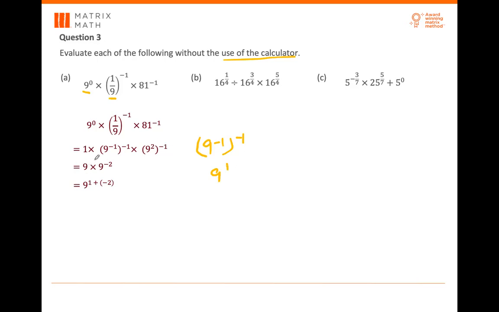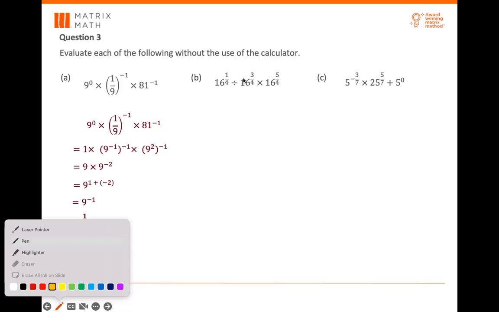Then 2 times minus 1 will give you 9 to the power of minus 2. So when you multiply, the powers add. So it will be 1 plus negative 2. So you will get 9 to the power of negative 1. So this question didn't ask you to leave your answer in a positive index notation. But of course, you could always leave it in a positive index notation, which is 1 over 9. Okay, moving on to part B.